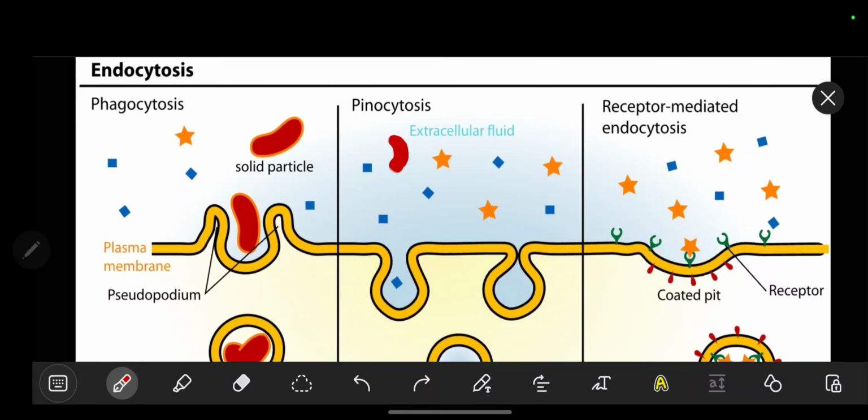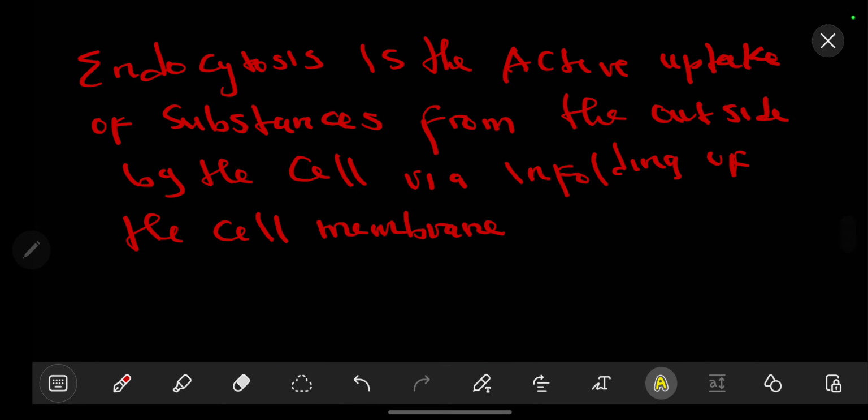So here today we are going to be looking at endocytosis and exocytosis. How is the mechanism? So endocytosis is the active uptake of substances into a cell by the infolding of the cell membrane. So infolding, we are simply talking about how it was opened like that, then it folds inwards to close like that. So this is what we refer to as endocytosis. So this is the definition.